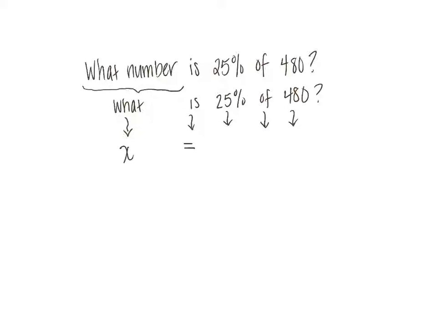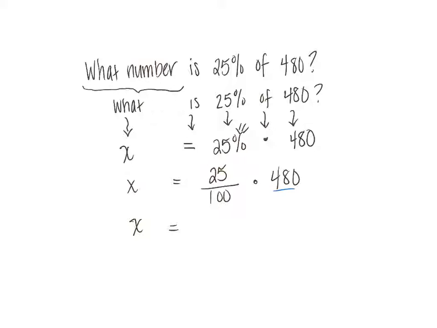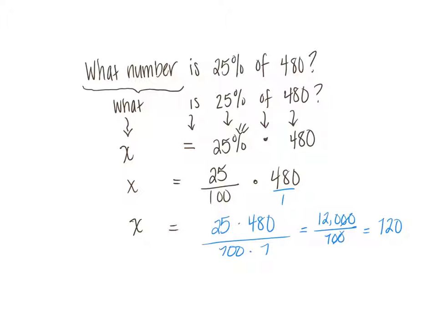X is 25% of 480. I still got to deal with my percent sign though. So X is 25 out of 100 times 480. This one's super easy. I'm just going to multiply right across. Make sure I add a 1 under my 480. And I get 25 times 480 over 100 times 1. Now I can just plug this into a calculator, and hopefully you got 120.